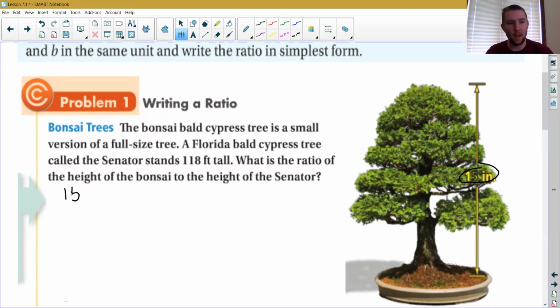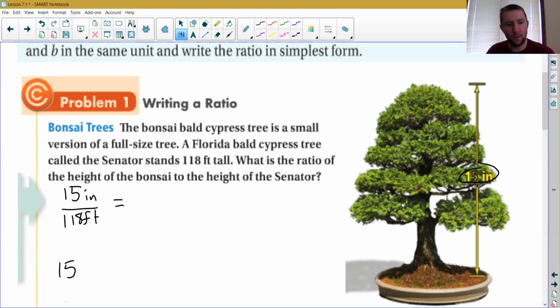What I want you to first notice is they're just asking me to really write a ratio. So I'm just going to write it sort of like this, 15 inches, and then I'll do the fraction version, 118 feet. This would be totally fine in terms of a ratio if these were the same units, but currently they're not the same units. So what I'm going to do is convert the inches into feet. I'm going to change the inches to feet, and then I'm going to try to maybe rewrite the ratio a little bit.